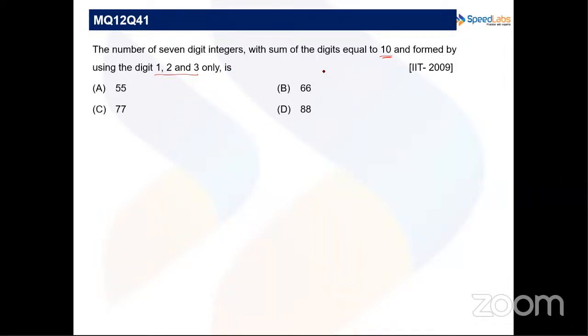So how we are going to do this is, the number of 7-digit integers with sum of the digits equal to 10 and formed by using the digits 1, 2, and 3. So we know the basic coefficients idea. Let's say one digit is formed by the powers that will give us the values 1, 2, and 3. So the digit will be x to the power 1, x to the power 2, x to the power 3, and so on. We are having 7-digit integers, so all the 7 places we will be having this. And what we have to find out is the coefficient of x to the power 10 in this.